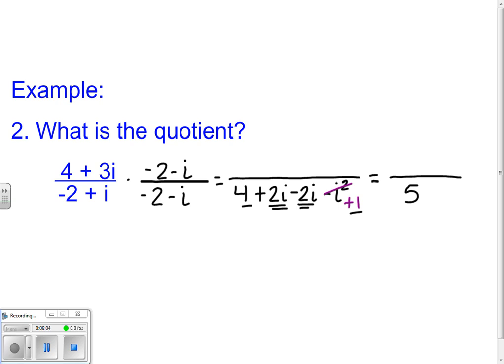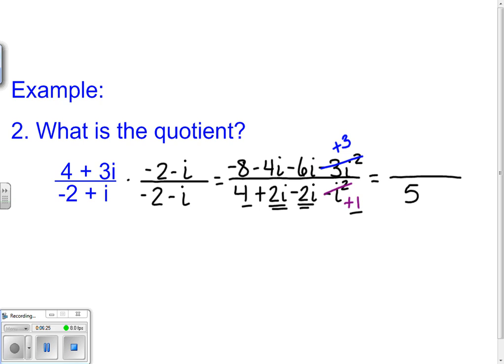We have to FOIL the top. 4 times -2 is -8. 4 times -i is a -4i. 3i times -2 is a -6i. And 3i times a -i is a -3i squared, which I'm going to fix immediately to a +3.